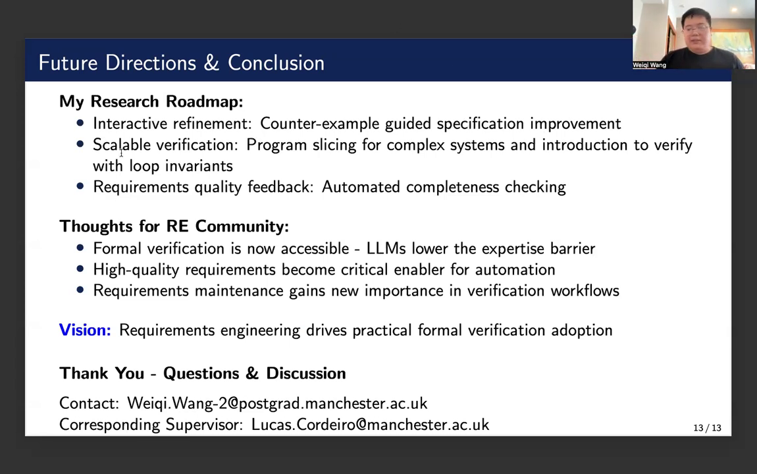On the scalability problem, we're currently working on smaller programs, and matrices and neural networks are still not verifiable. We think program slicing based on function could be a solution. And maybe we can introduce some loop invariants to help the verification.